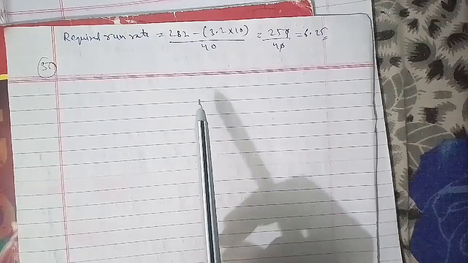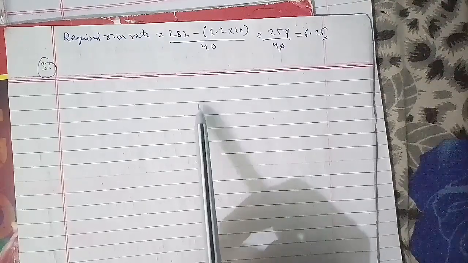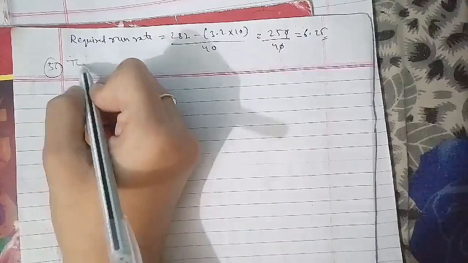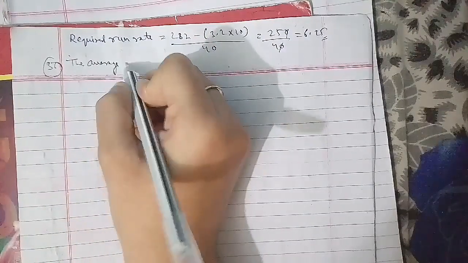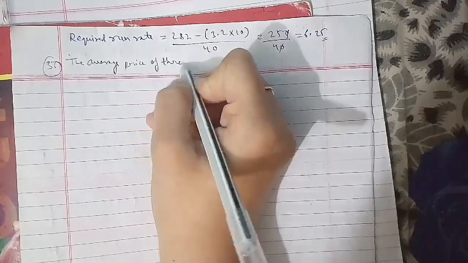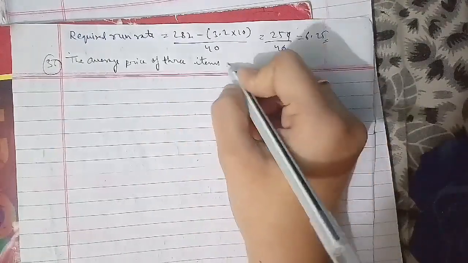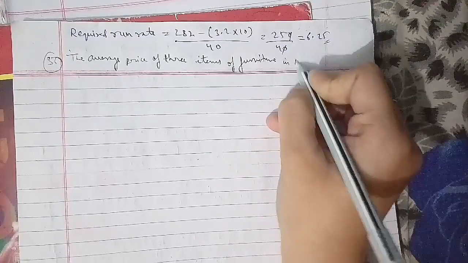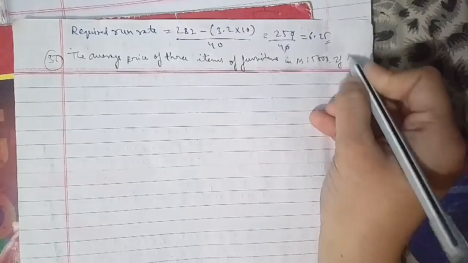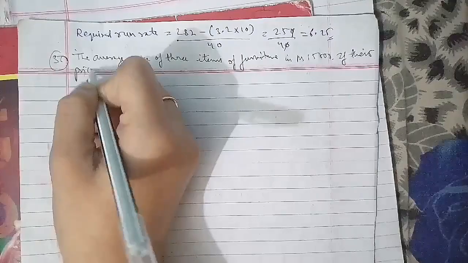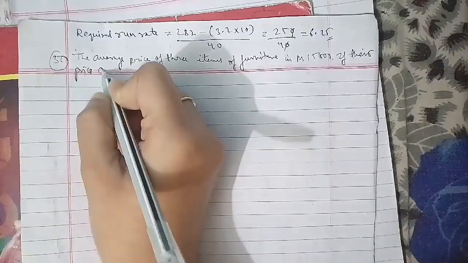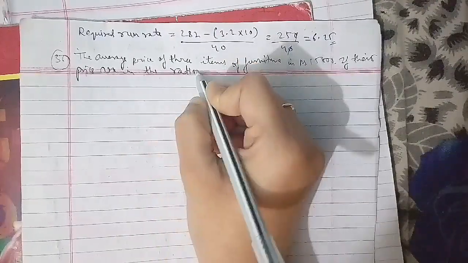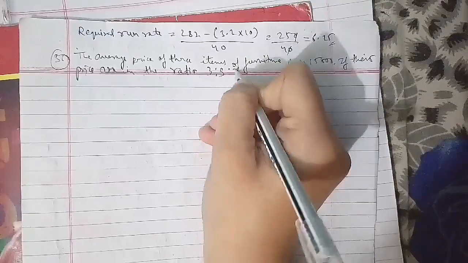The average price of 3 items of furniture is rupees 15,000. If their prices are in the ratio 3:5:7, the price of the cheapest item is? The options we have are 9,000, 15,000, 18,000 and 21,000. We have to find the answer here.